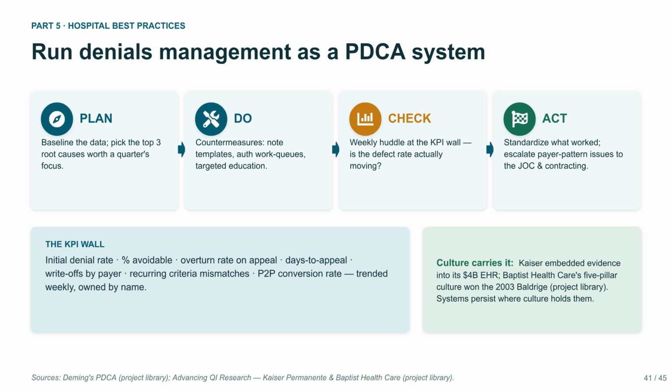Run your management process as a PDCA cycle. Plan the focus, do the countermeasures, check the KPIs weekly, and act to standardize successes. Maintain a visible KPI wall tracking denial rates, avoidable percentages, and appeal overturns. Systems only persist when the culture and the operating rhythm are fully aligned.